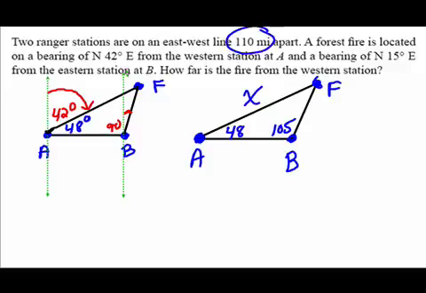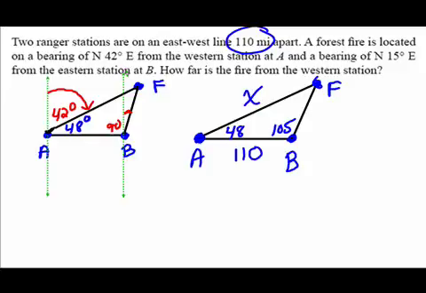I forgot to label this. I was going to say we need one more piece of information. We're told that the two stations are 110 miles apart, so the distance from A to B is 110. Now, in order to use the 110, I'm going to need to know what angle F is with the law of sines. So I got two of my three angles right.